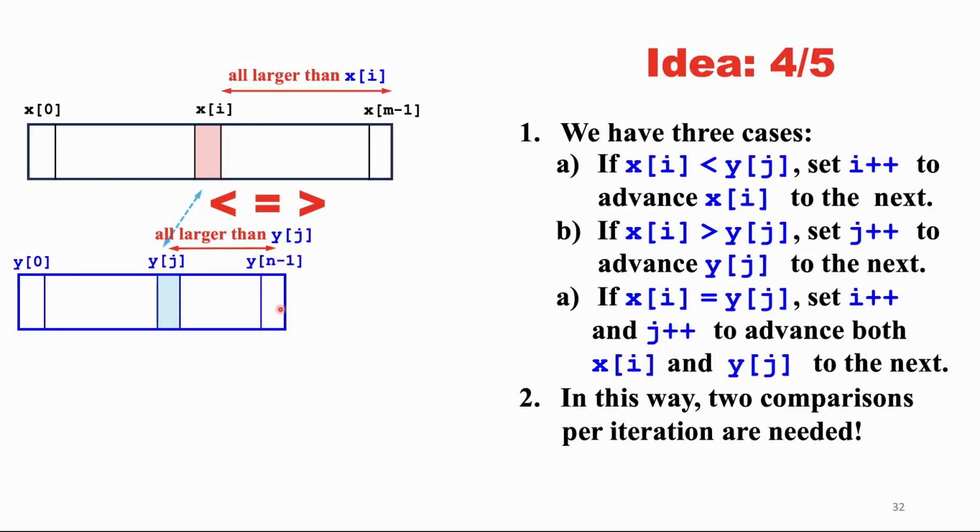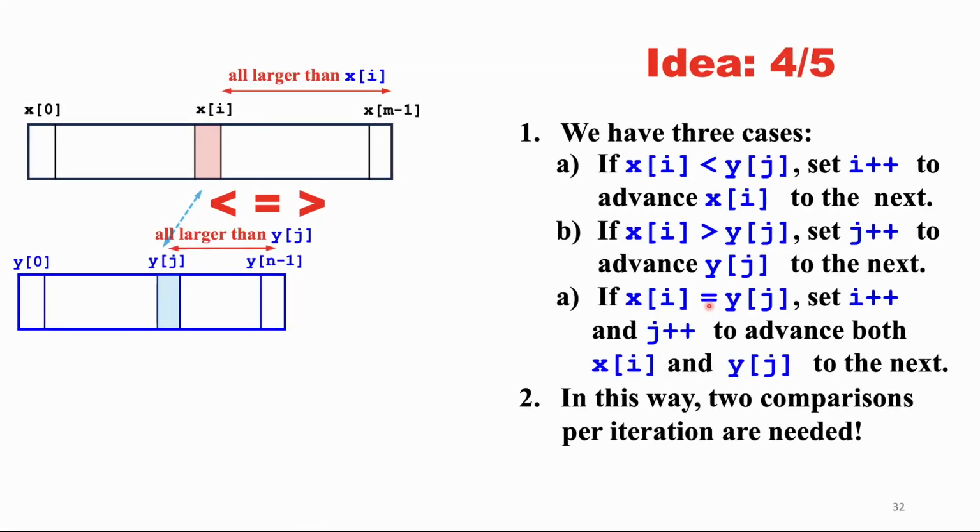In this way, each iteration, we don't know how many iterations yet, but each iteration requires 2 comparisons, one here, one here. If both fail, we reach the third one, so we don't need a third comparison.